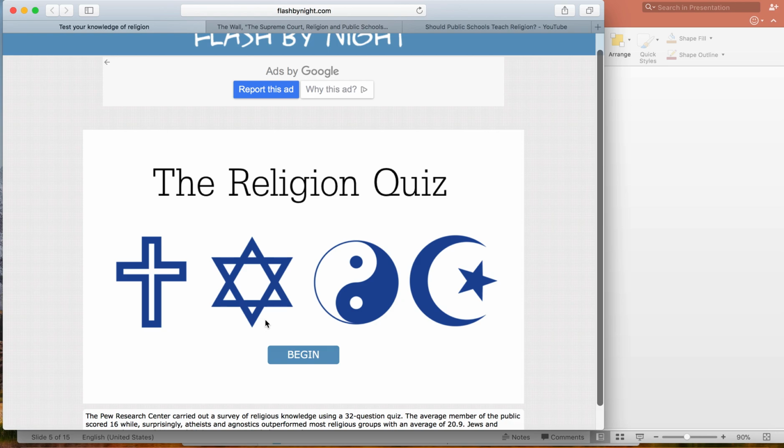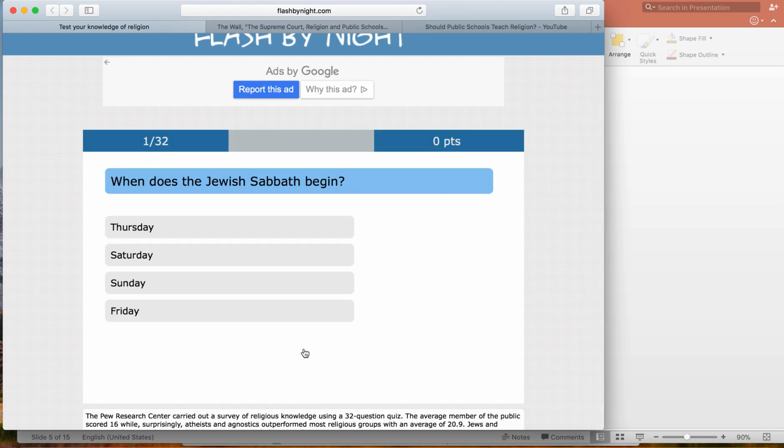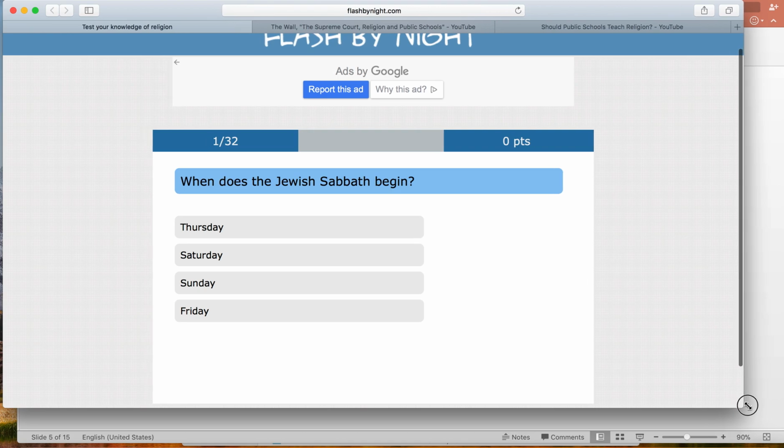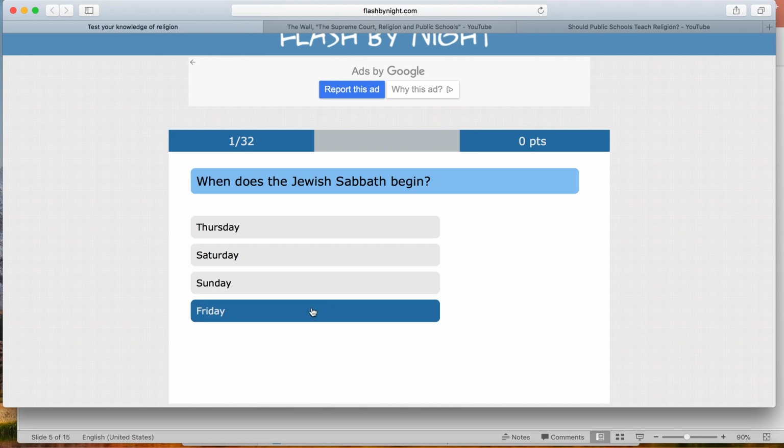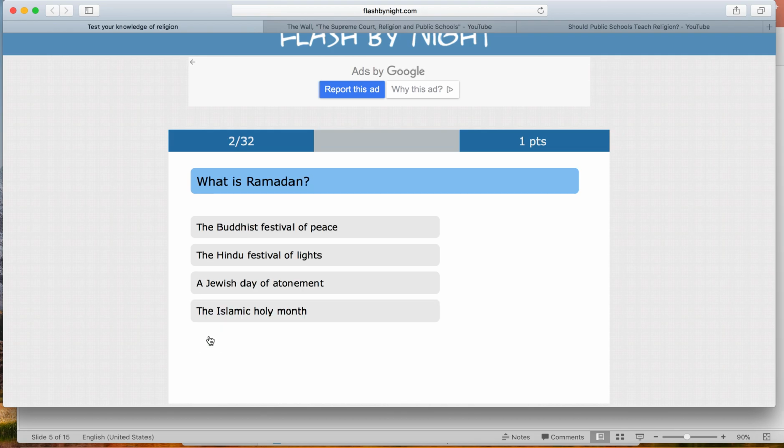All right, so let's get started. The first question, when does the Jewish Sabbath begin? Is it on Thursday, Saturday, Sunday, or Friday? Okay, the correct answer is Friday. Question 2, what is Ramadan? Is it the Buddhist festival of peace, the Hindu festival of lights, a Jewish day of atonement, or the Islamic holy month? If you selected the Islamic holy month, you would be correct.